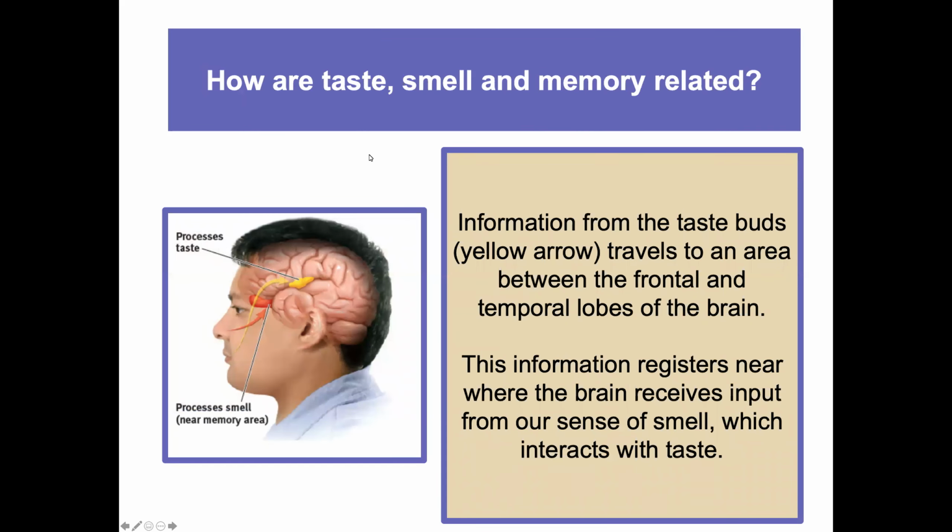So how are taste, smell, and memory related? Information from the taste buds, as you can see over here on the yellow arrow, travels to an area between the frontal and temporal lobes of the brain. This information registers near the brain region where the brain receives input from our sense of smell, which interacts with taste. So you may have noticed that your taste and smell input kind of can get mixed together. And smelling something can actually make something taste a little bit differently, which is fascinating and could be a good thing or a bad thing depending on what you're smelling.